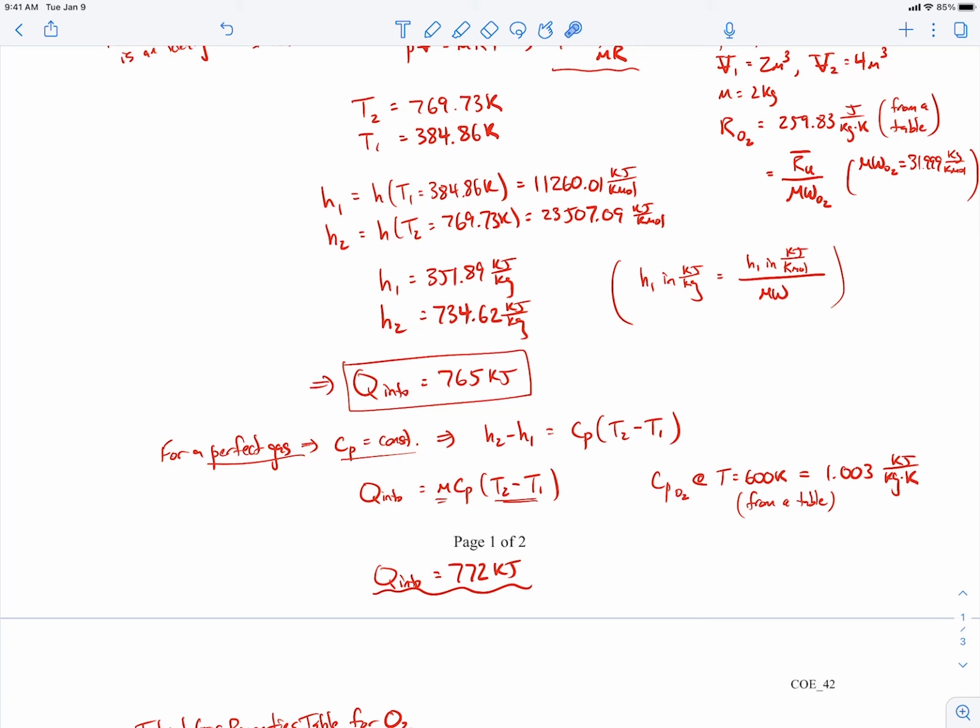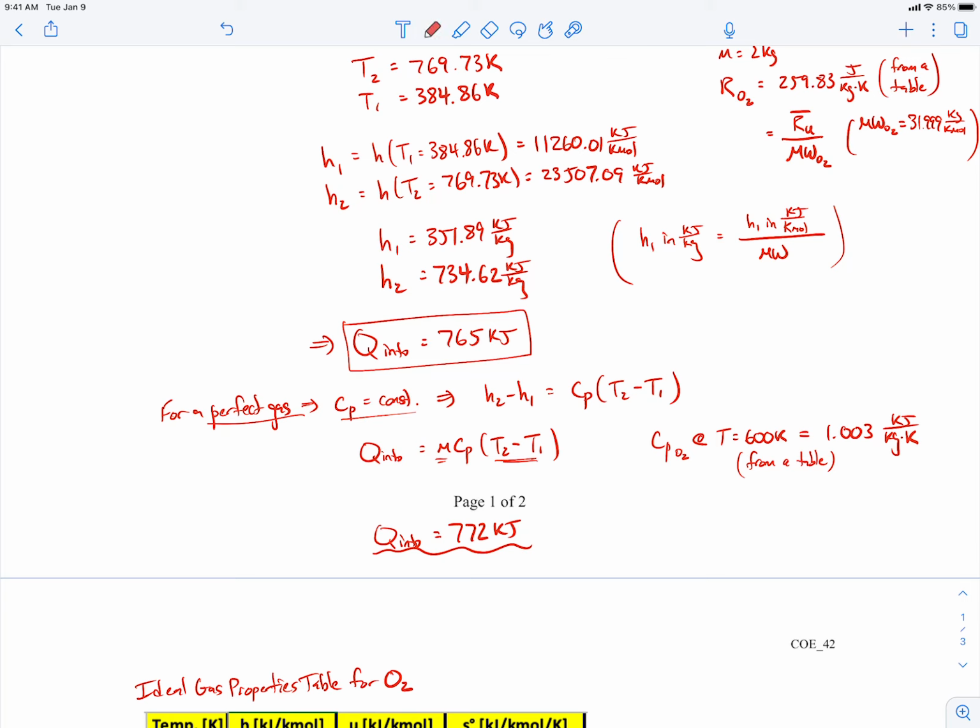So you can see, by assuming a perfect gas, I don't get quite the same value as the more accurate approach using the ideal gas tables, but it's not too far off. If you look at the percent difference, that's the Q using the perfect gas assumption minus the Q ideal gas approach, divided by Q ideal. When you do a percent difference, it's the less accurate approach minus the correct approach, divided by the correct approach. If I calculate that, and multiply by 100%, it comes out to be less than 1%.